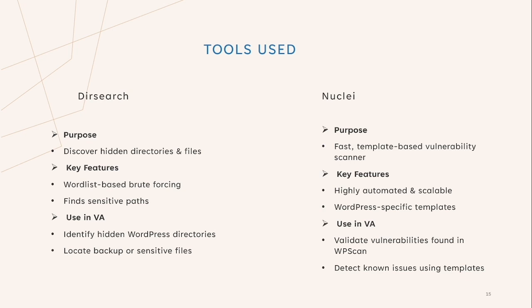And Nuclei. Nuclei is a fast template-based vulnerability scanner, which works using predefined templates that detect known vulnerabilities. It is highly automated and scalable, making it very useful for quick scanning. In our WordPress vulnerability assessment, Nuclei was used to validate vulnerabilities found by WPScan and also detect additional known issues using its templates. So combining all these tools allowed us to cover both the hidden attack surface and known vulnerabilities efficiently, since Nuclei can detect known vulnerabilities or issues using the templates in it.